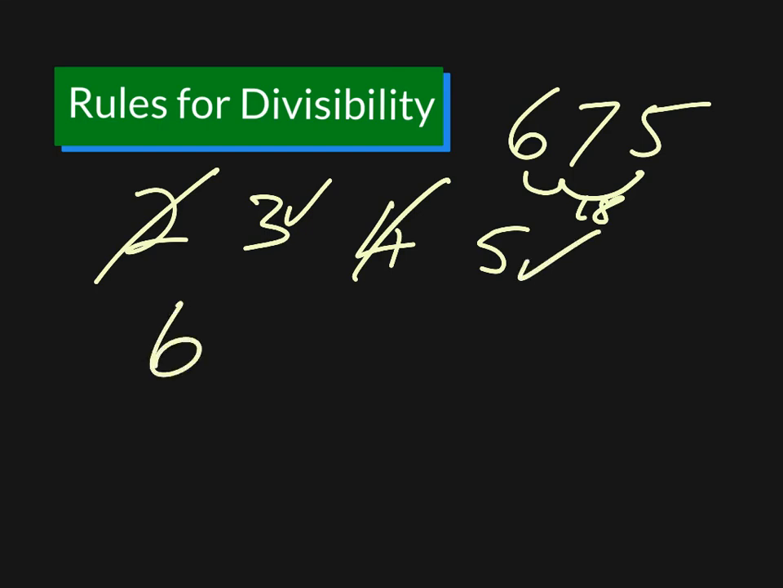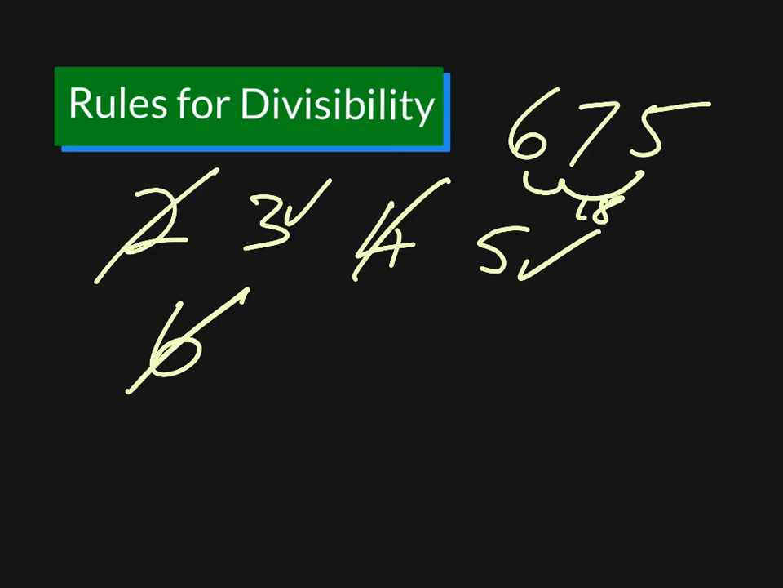Divisibility by 6. Any even number that is divisible by 3. Okay, now we know it is divisible by 3 because we just found that out. But it is not an even number because it doesn't end in 0, 2, 4, 6, or 8. So it is not divisible by 6.